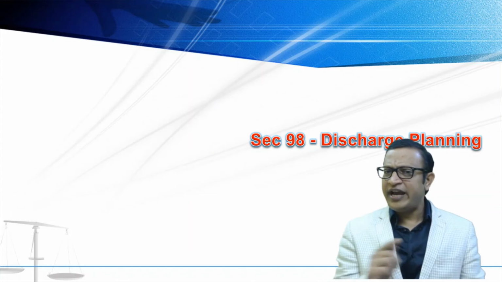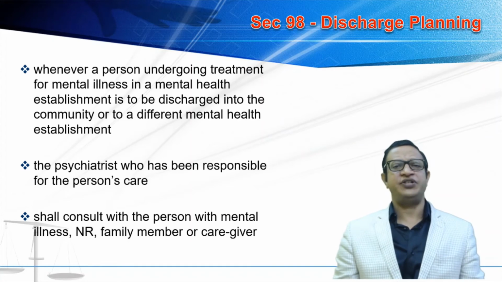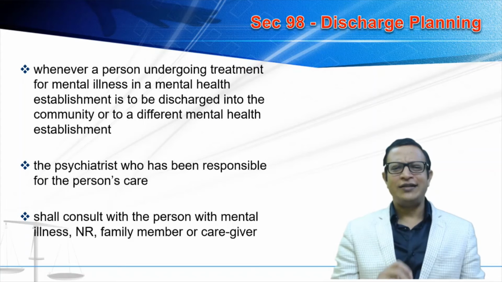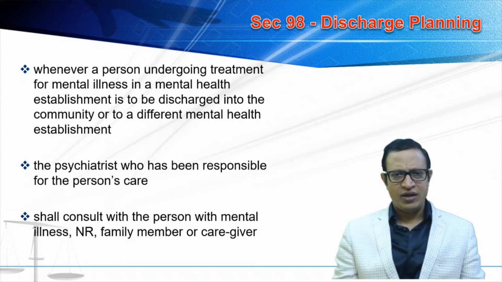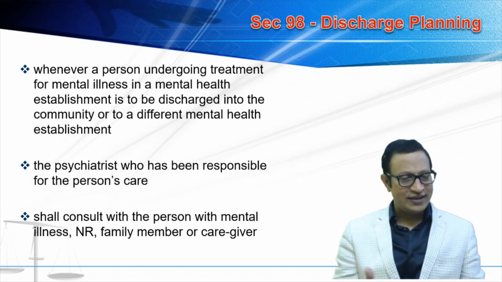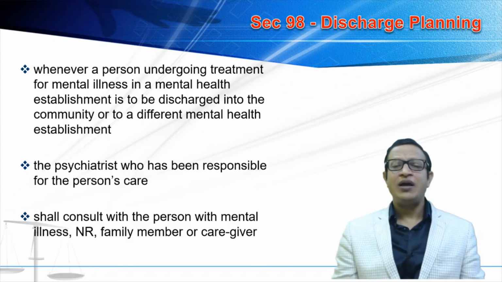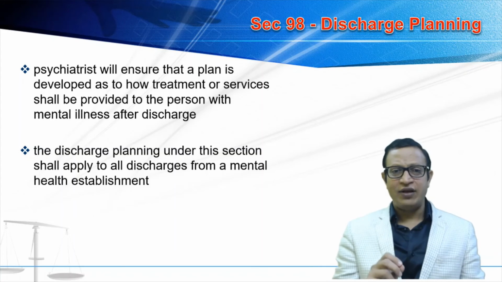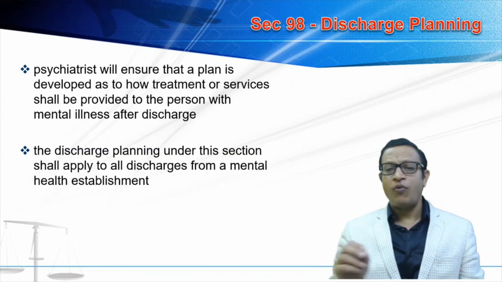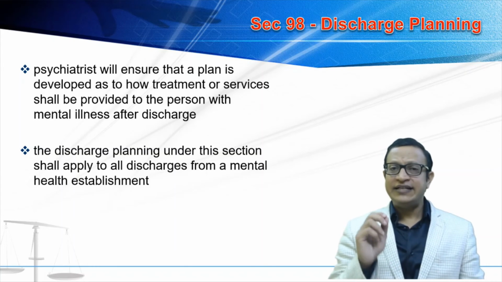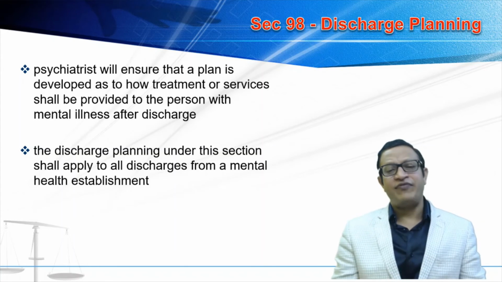Section 98 will be applicable for all types of admission. What does Section 98 say? Whenever a person undergoing treatment for mental illness in a mental health establishment is to be discharged into the community or to a different establishment, the psychiatrist responsible for providing care shall consult with the person with mental illness, the nominated representative, the family member or a caregiver, and plan for discharge. At the same time, the psychiatrist will ensure that a plan is developed on how to treat him or what services shall be provided to the person after discharge in the community or in the other establishment. The discharge planning under this section applies to all types of admission under this legislation.